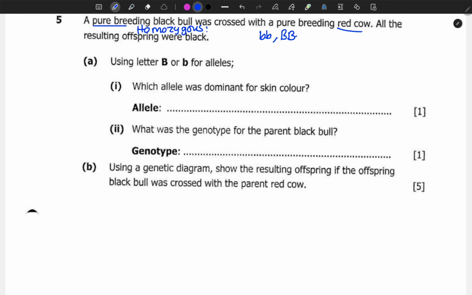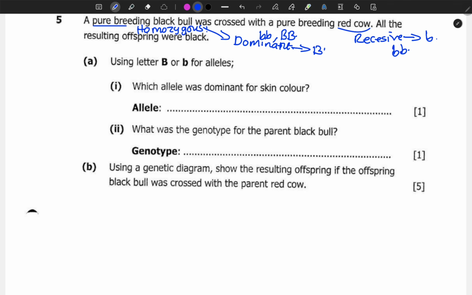So we can say red is recessive. Whenever a certain characteristic cannot be seen outwardly, then that is recessive. If red is recessive, then black is dominant since it appeared. Now using letter B for alleles, and remember dominant is shown by a capital letter, recessive by a small letter. So since the cow is recessive and was pure, the genotype is bb.